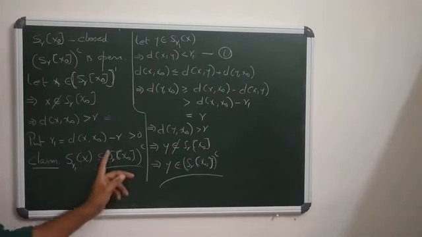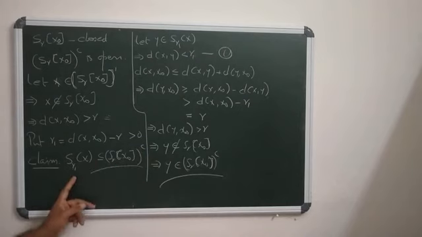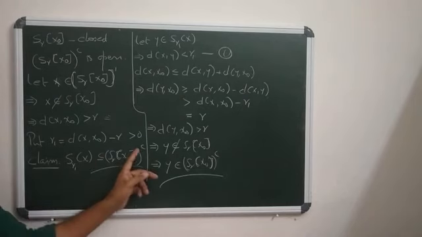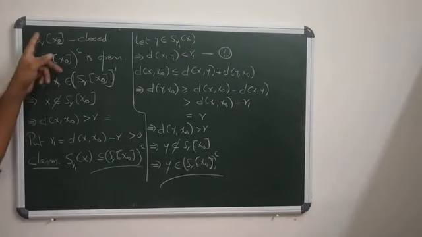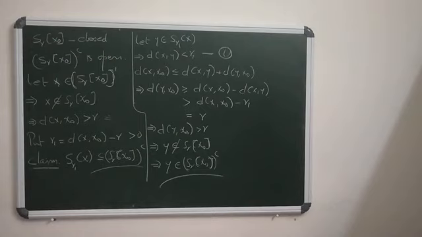So from here, S_r[x0] complement has an open sphere around each of its points. That means S_r[x0] complement is open, which means S_r[x0] is closed. So the closed sphere is always a closed set. We already know that an open sphere is an open set. Like that, a closed sphere is also a closed set.